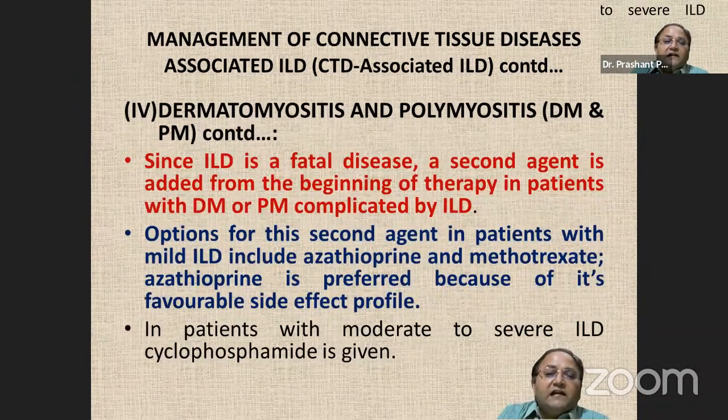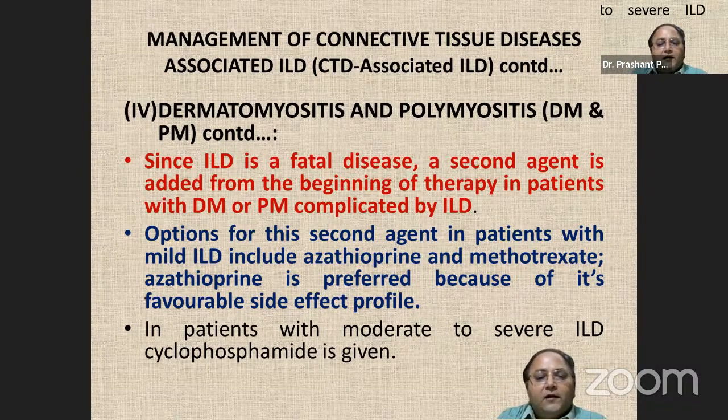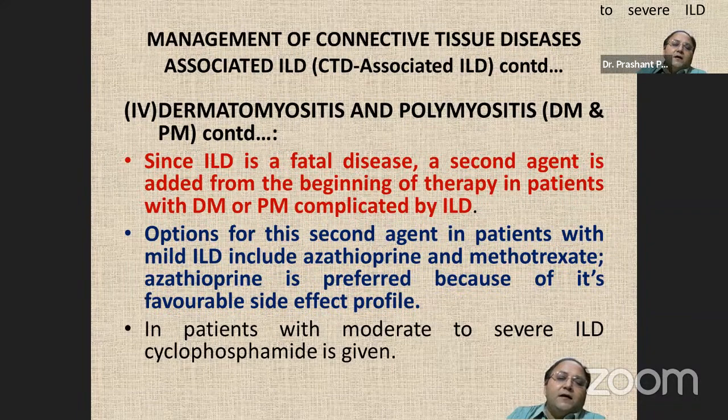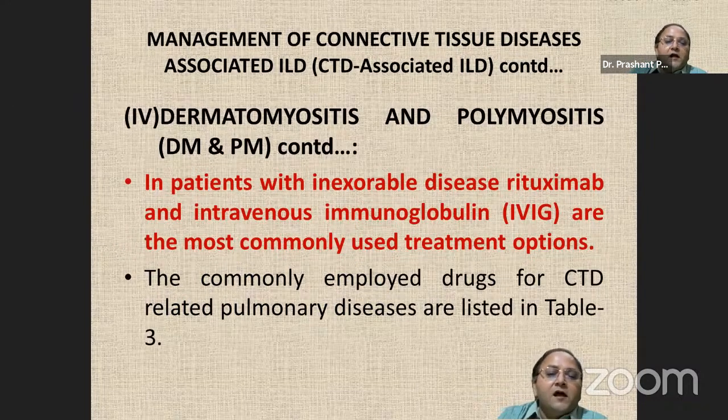Since ILD is a fatal disease in this condition, a second agent is added right from the beginning of therapy in patients with dermatomyositis or polymyositis complicated by ILD. Options for these second agents include azathioprine and methotrexate. Azathioprine is preferred because of its variable side effect profile. In patients with moderate to severe ILD, we can even go for cyclophosphamide. In patients with inexorable disease, rituximab or IV immunoglobulin are the most commonly used treatment options.